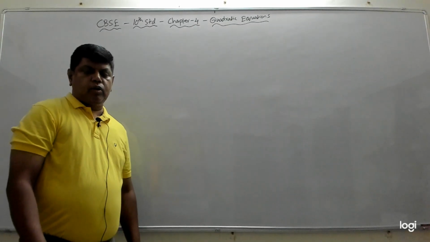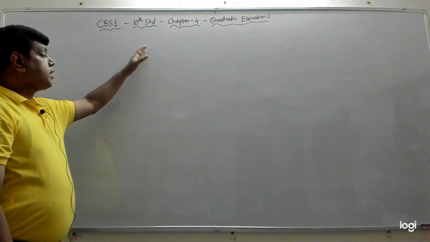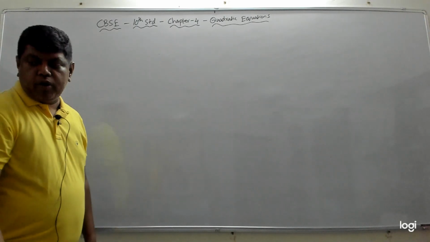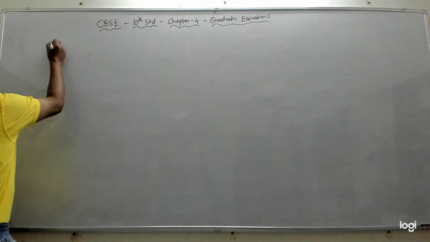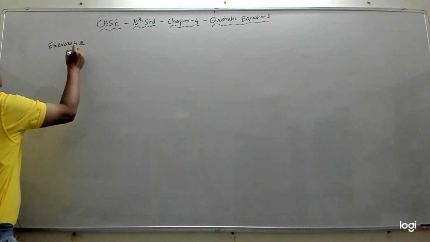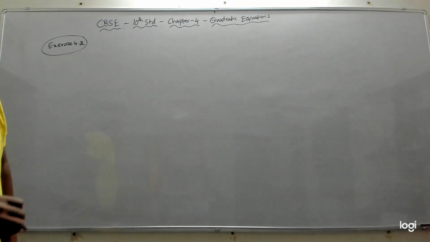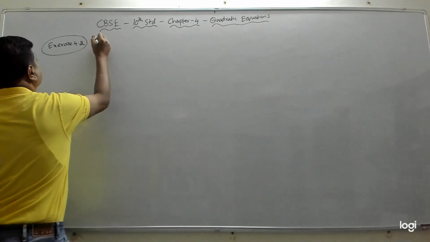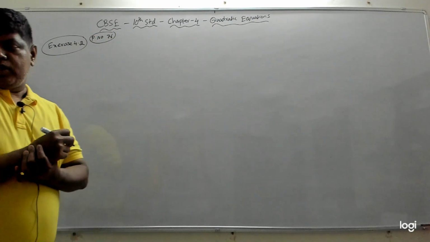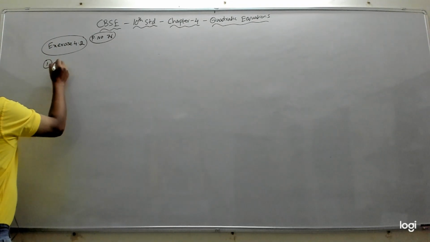In this session, we'll continue on Chapter 4 Quadratic Equation from 10th Standard CBSE Mathematics. We will continue on exercise 4.2, page number 76, new textbook. Page number 76. So, we'll start with the first problem, first subdivision.